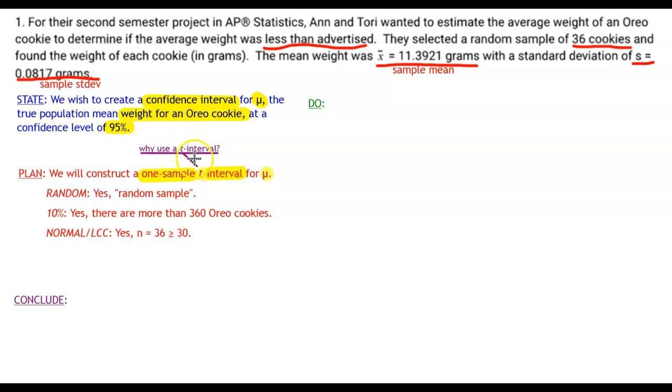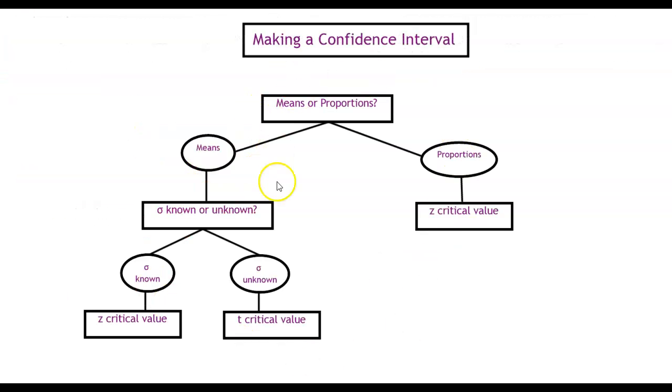Now, just to clearly justify this, we say we are using a t interval. Why exactly are we using a t interval? Well, here's the reason. I've created this handy flowchart for you to understand which critical value to use when you're making a confidence interval. First, you have to ask yourself whether you're dealing with means or proportions. If it's proportions, your decision has already been made. You're using a z critical value because you're able to use that standard error formula, and z critical value works well for that standard error formula. However, if you're dealing with means, you have to determine whether sigma, the population standard deviation, is known or unknown.